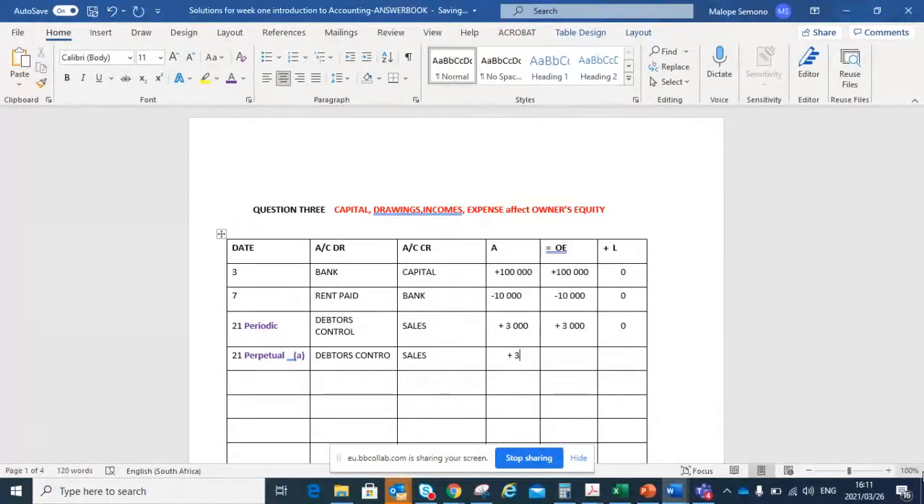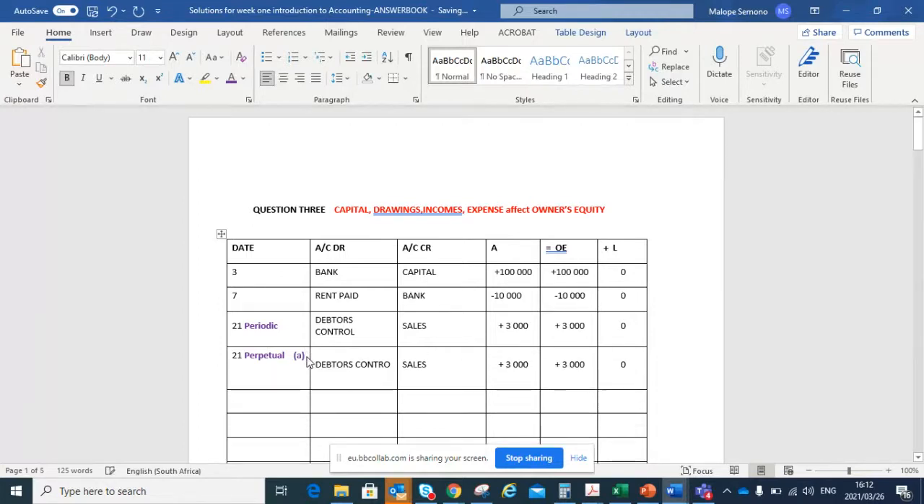Plus 3,000. Plus 3,000. Plus 0. Can you see? It doesn't change. So the only difference is that I'm going to have the B part. Can you see that? I'm going to have the B part. That's the only difference. Okay. Let's put. So I'm going to add.